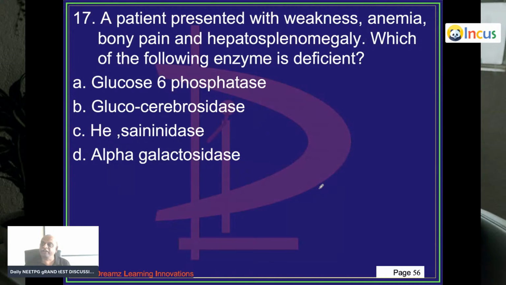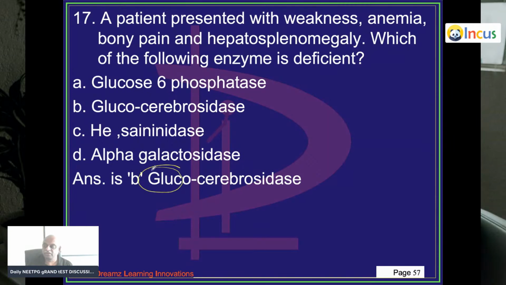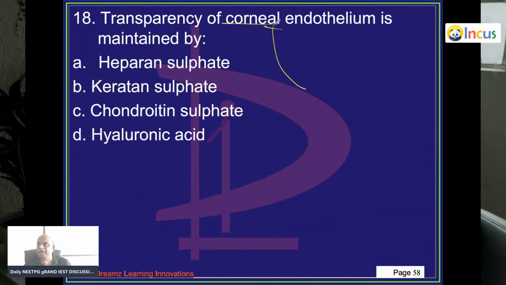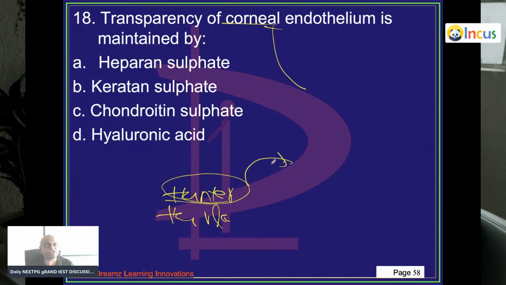So patient presented with weakness, anemia, bony pain, hepatosplenomegaly. Which enzyme is deficient? Glucocerebrosidase. All this sphingolipidosis, mucopolysaccharidosis, everything you should know, doctor. Cornea epithelium transparent means what? And cornea opaque is Hurler. Transparent is Hunter. Hunter, what is the mode of transmission? X-linked. Whom do we hunt, doctor? Opposite sex.